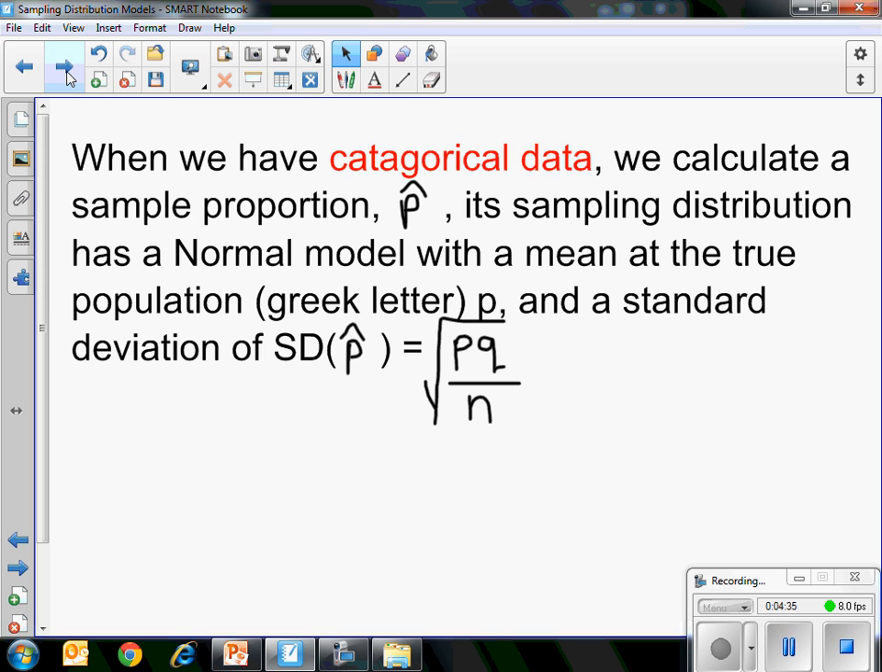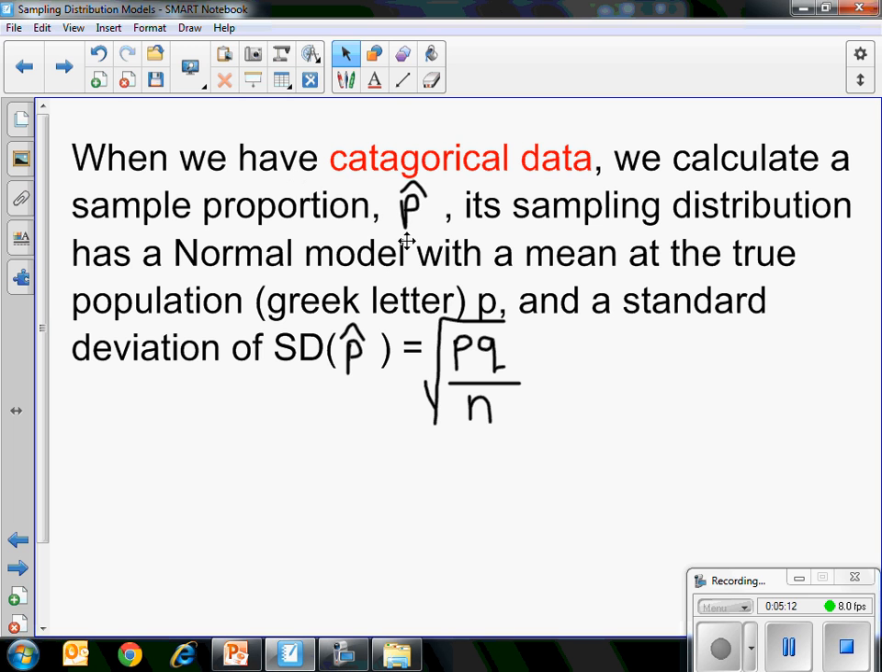When we have categorical data, we calculate a sample proportion p hat. Its sampling distribution has a normal model with a mean at its true population p. And again, we talked about this in class with the Greek letter pi, but we really don't use pi for this, because it would just be confusing. When you see pi, you're thinking 3.14159 and not the mean of some population. So we don't really use pi, we use another form of p. So please be careful with that.